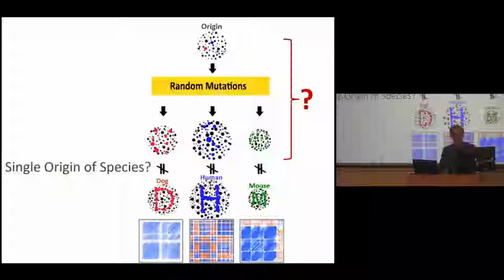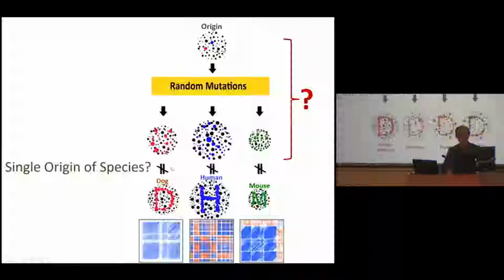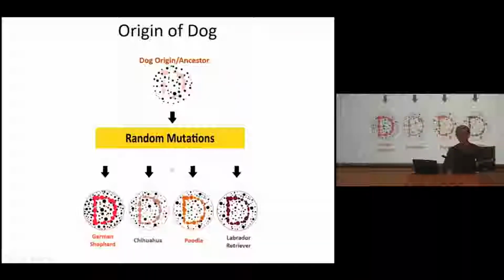Then when we see these unique RE array structures for each species, that means this randomness doesn't go with these highly ordered structures specific for each species. Then we can challenge whether there is a single origin of species or not. Then we can propose this: maybe dog has its own origin. There is a unique pattern from the ancestor dog.